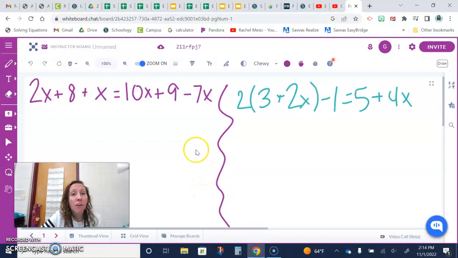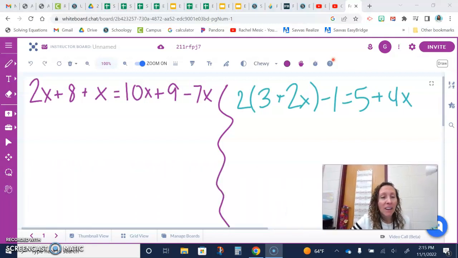Today we are going to solve for x, but we're going to have some silly things happen today. All right, so let's start with this first one here. The first step is that we want to distribute if we can. There's no parentheses though, so we're going to skip that step.